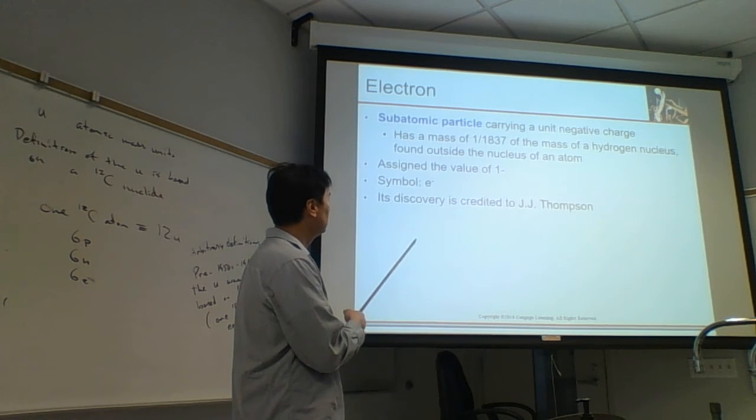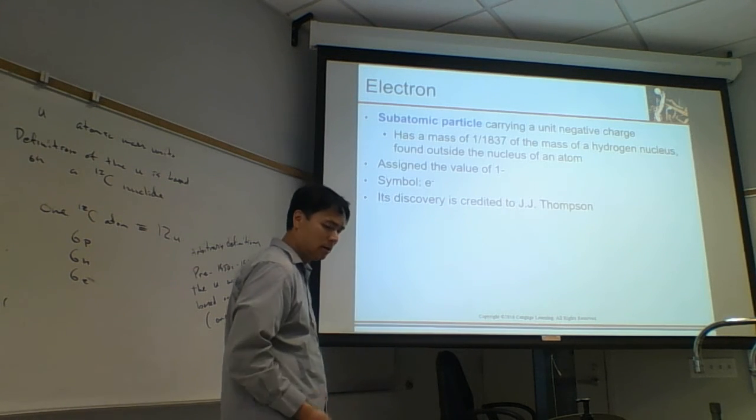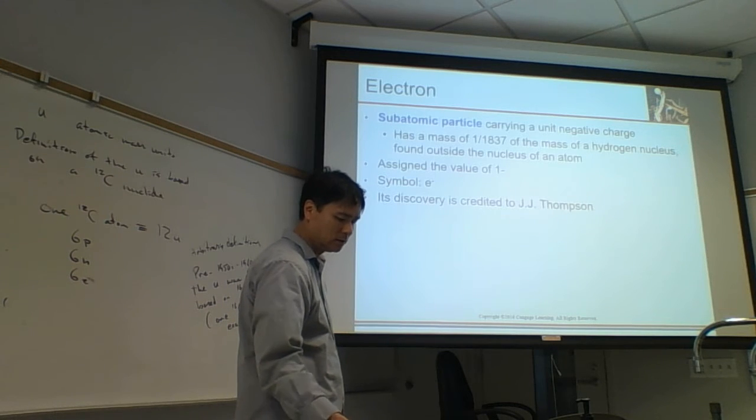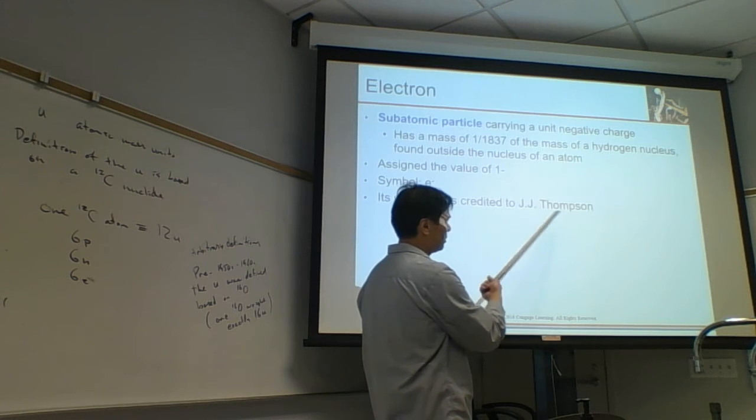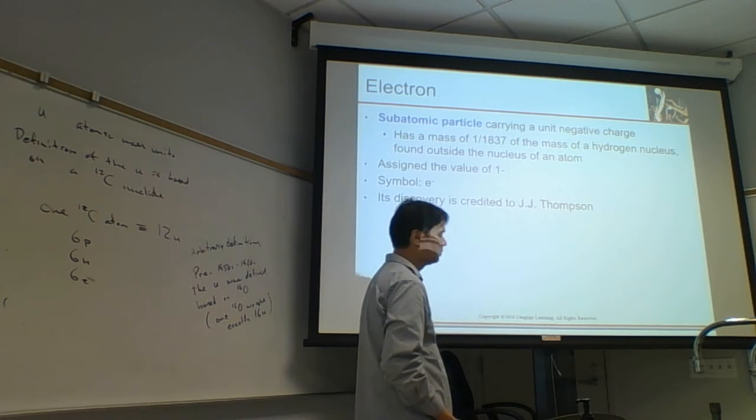Who is the electron credited to? Who was credited for the discovery of the electron? J.J. Thomson. Normally I don't care about the names, but this is a name that's pretty important.